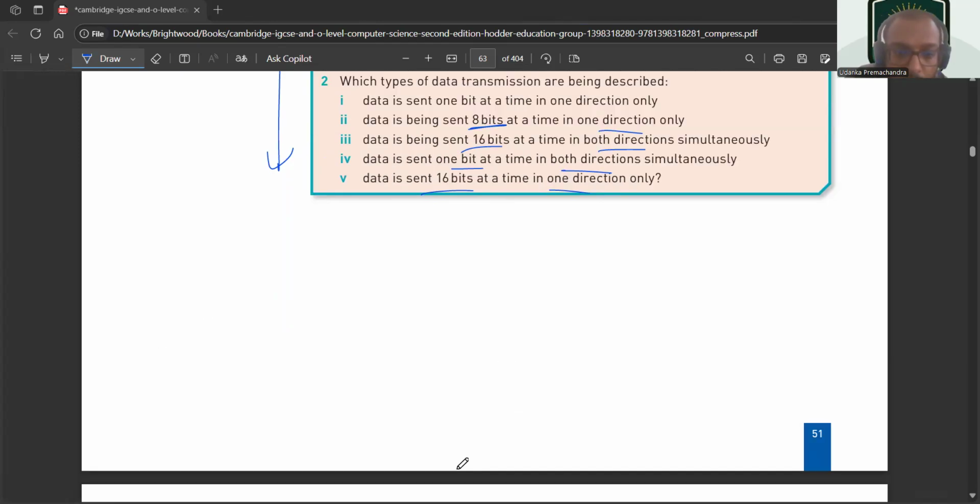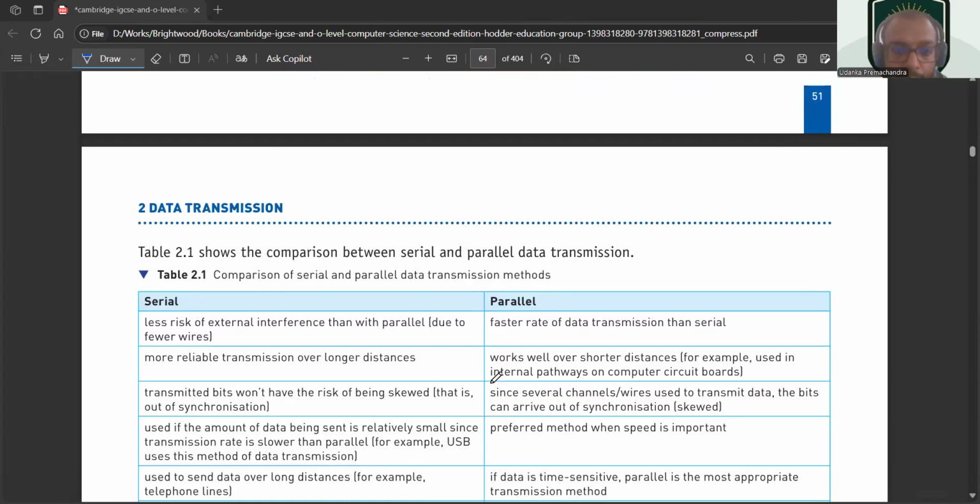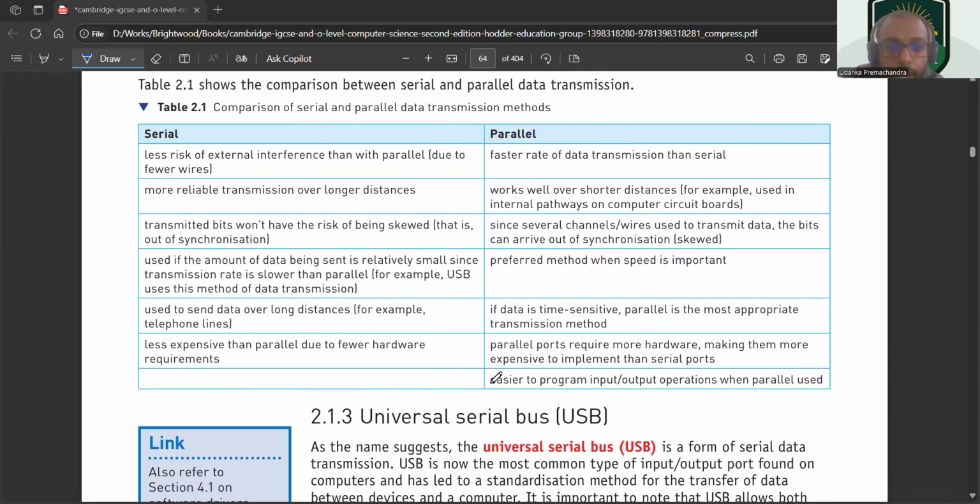Okay. I think you can write that there. Next, here is the comparison of serial and parallel. Write down this comparison. Serial has less risk of external interference than parallel. But parallel is a faster rate of data transmission than serial. Serial is more reliable over longer distance, while parallel works well over short distance.